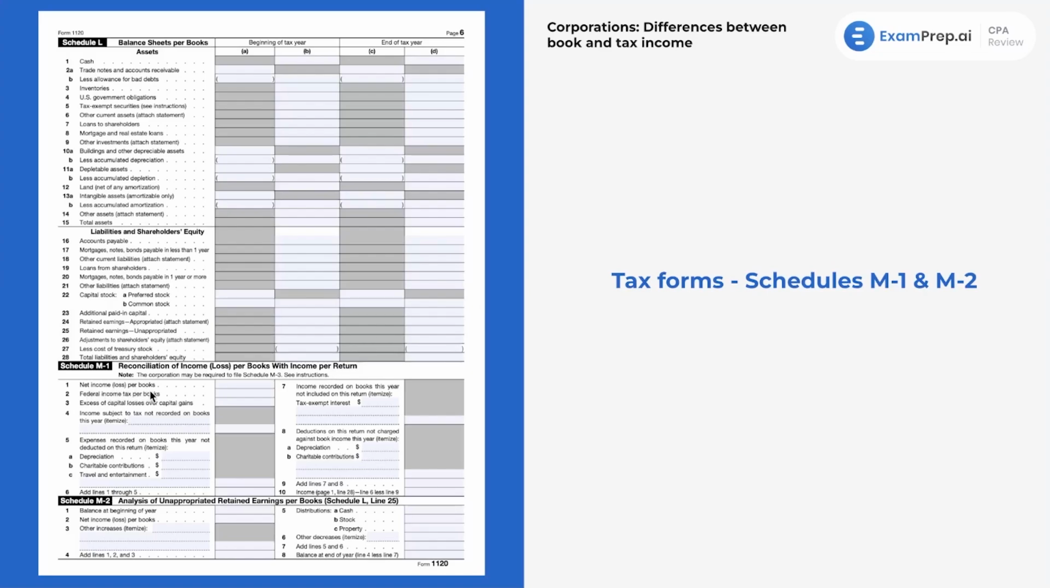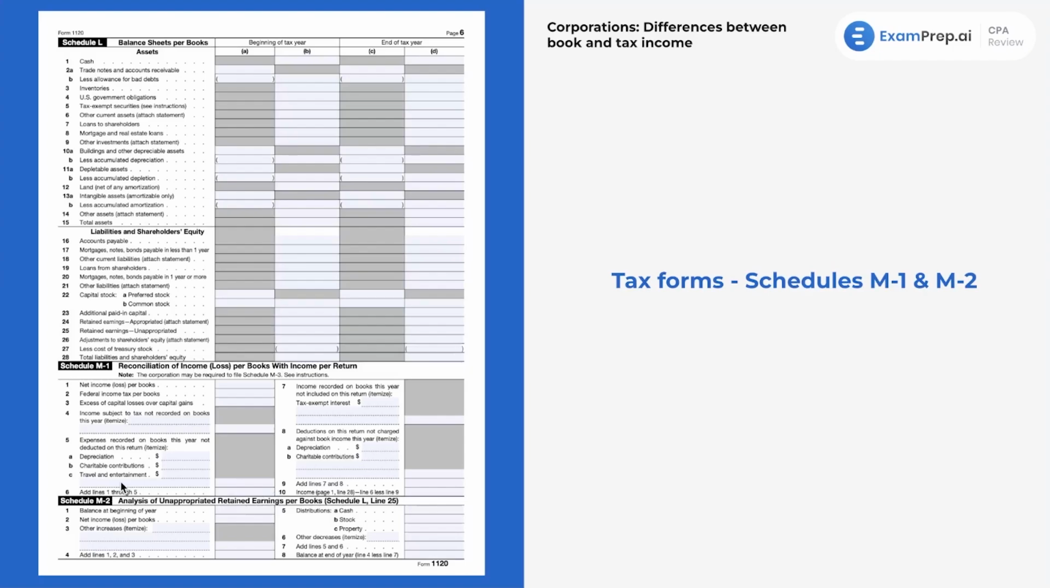We've got our book income that we start with. We've got our federal income tax per the books, right? We've got these adjusting items, charitable contributions, depreciation. You see, these are items that we are going to add and subtract. And that's how we calculate our ending taxable income. And this should reconcile with what you see on the first page of the corporate tax return.